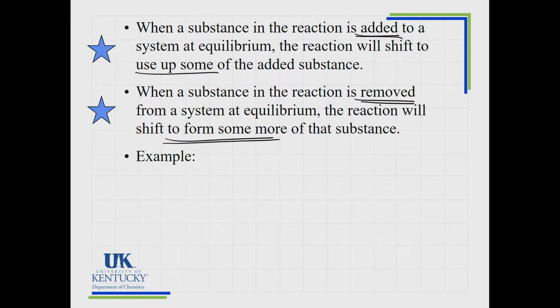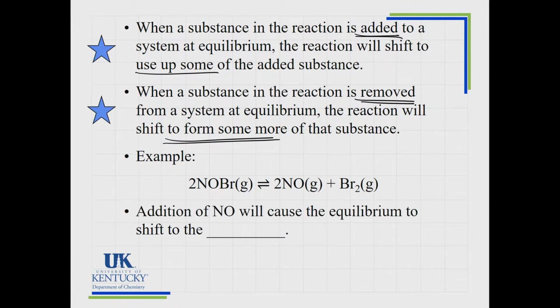So let's look at an example. Here is an equilibrium. That equilibrium has been established. It's got some K value that it likes, and the forward and the reverse reaction are happening at the same exact rate. So let's think what's going to happen. Which way is this going to shift if you go and add some NO2? Well, if you add NO2, it's going to shift to the left because it's going to try to use up what it added.